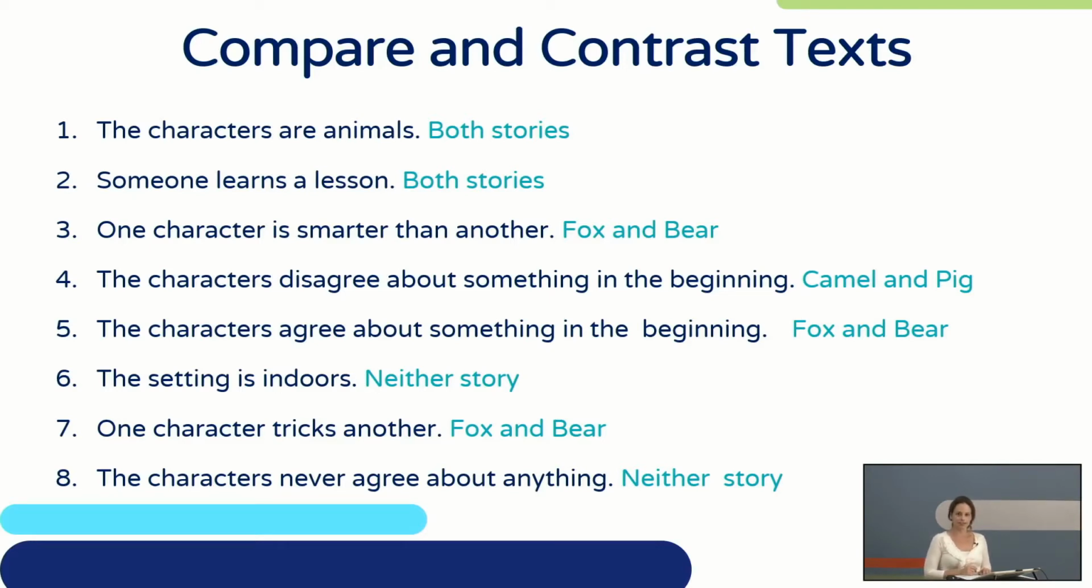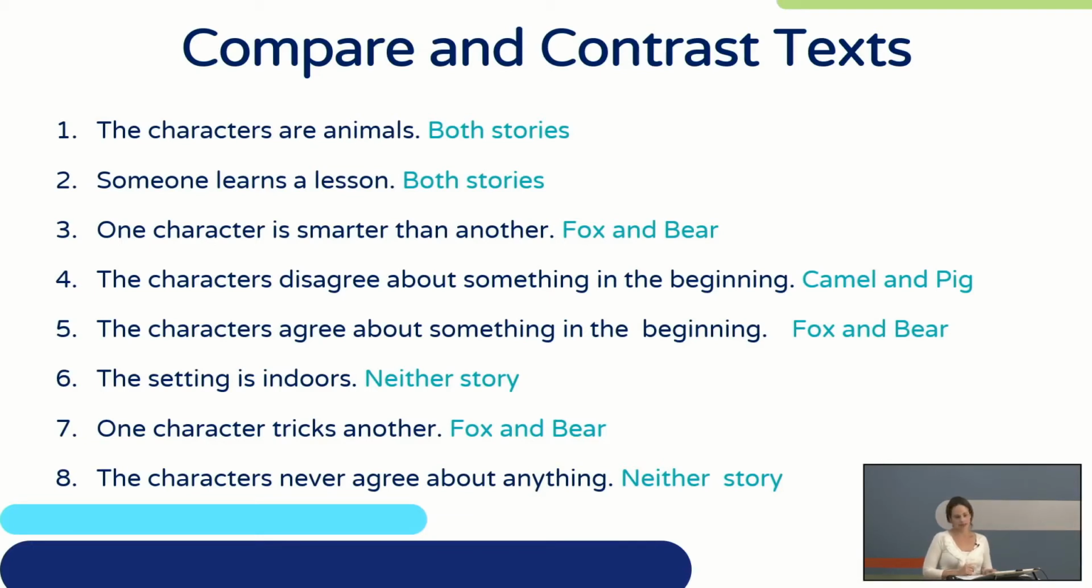Number 6, the setting is indoors. Remember, setting means where the story takes place. So neither story. Both stories took place outside. Number 7, one character tricks another. This is true only for the Fox and Bear story. Fox tricks Bear to eat the root of the corn, and he tricks him later that he can also eat the turnips.